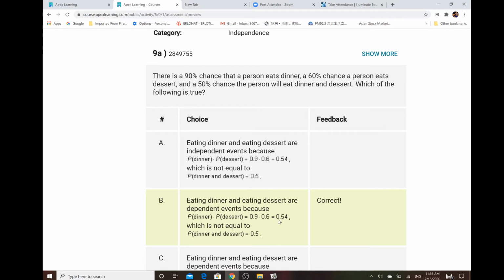Once you come up with the exact same probability, that means the two events are considered independent. But once you come up with different probabilities, that would be considered dependent. Again, if P of dinner times P of dessert is the same as the probability of P of dinner and dessert, that means it's independent. If those two probabilities are different, that would be considered dependent.